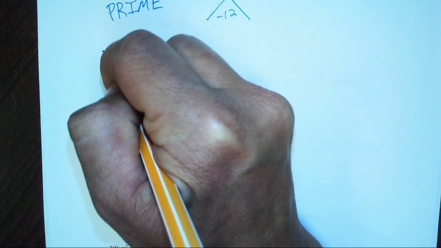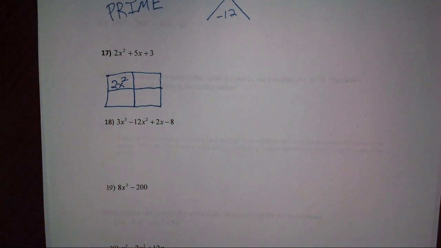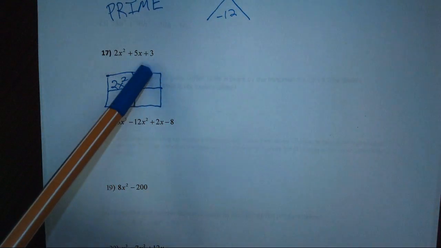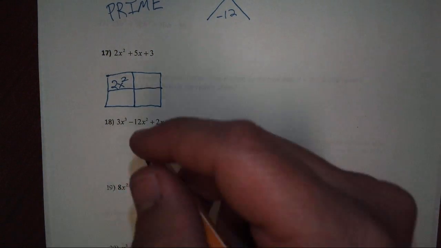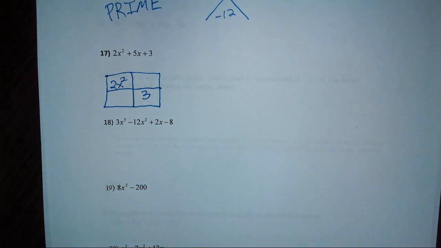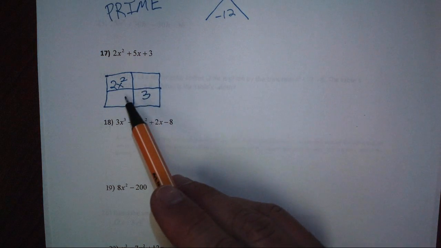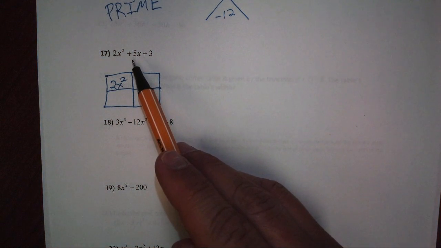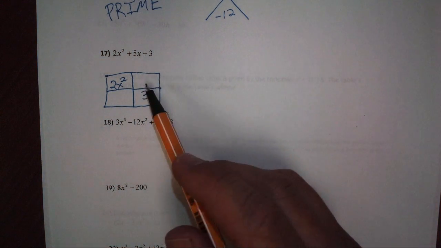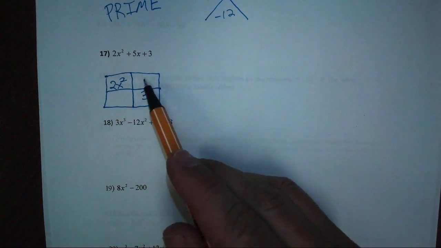So our 2x squared goes in the upper left. Also, when you did your multiplication, your constant always ended in the bottom right. So that's going to end up here. So we've got 2 boxes left over and a middle term we haven't used yet. Well, that means that 5x is going to be split between these two.